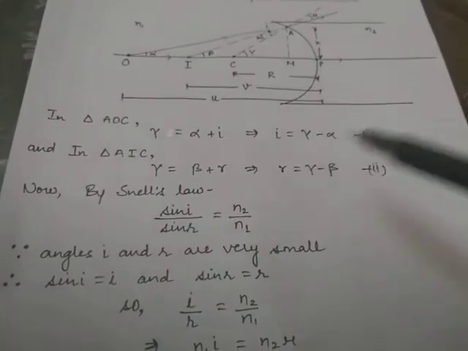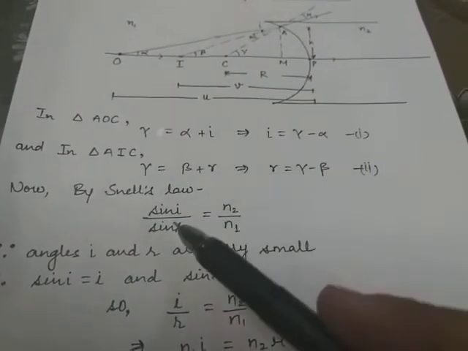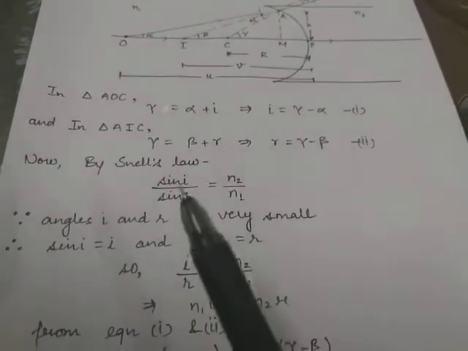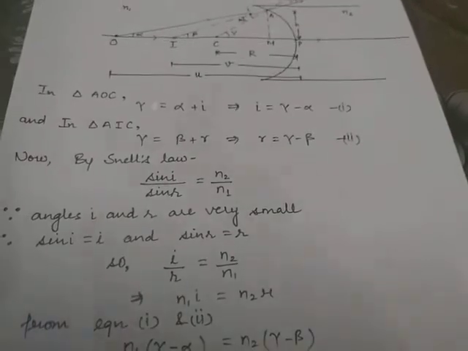Now I am going to apply Snell's law. Snell's law means sin I upon sin R is equal to N2 upon N1. We know this law very well. This is the first law of refraction.